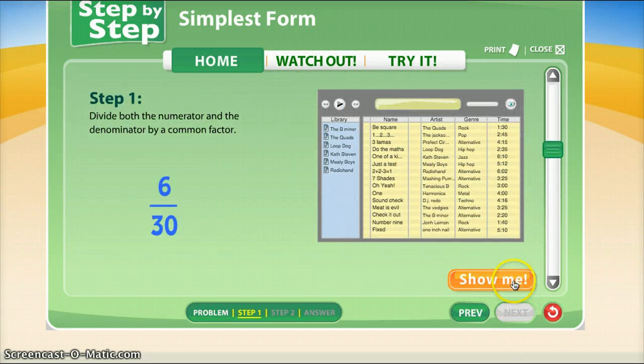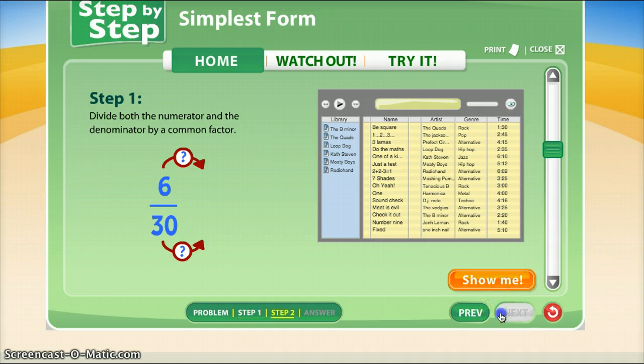First step is to divide both the numerator and denominator by a common factor. Remember, if you do it to the top, you gotta do the same thing to the bottom. Since 6 and 30 are both even, you know that they are divisible by 2. Once we divide by 2, that leaves us with 3/15.